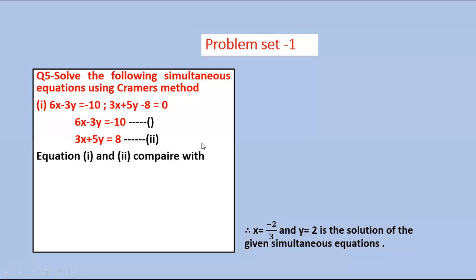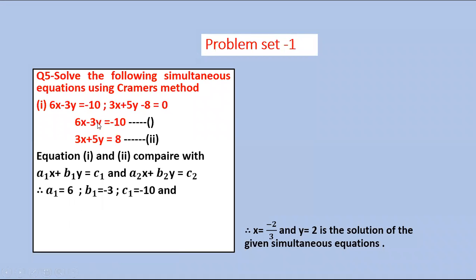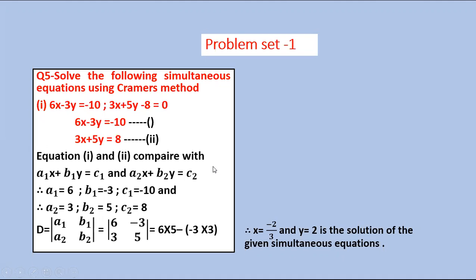Equations 1 and 2 are compared with a1x plus b1y is equal to c1 and a2x plus b2y is equal to c2. First equation compared with a1x plus b1y is equal to c1, therefore a1 is equal to 6, b1 is equal to minus 3, c1 is equal to minus 10. And equation 2 compared with a2x plus b2y is equal to c2, a2 is equal to 3, b2 is equal to 5, c2 is equal to 8. By using Cramer's rule, first find the determinants D, Dx, Dy, and then we get the values of the variables.